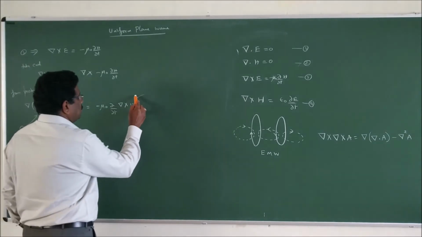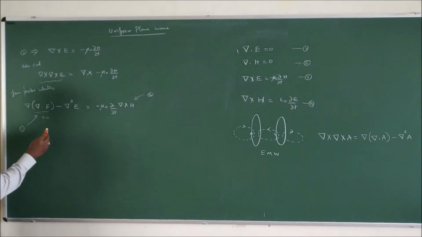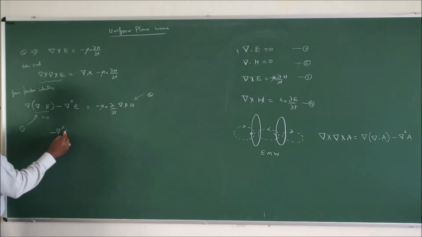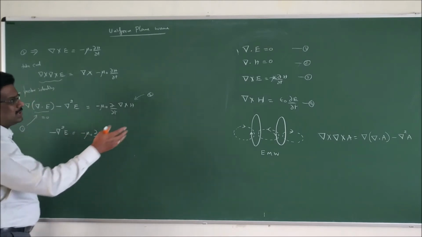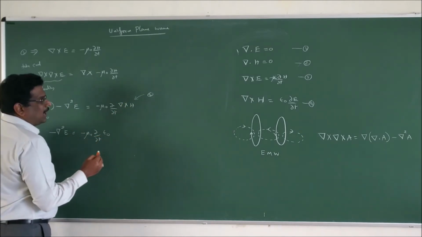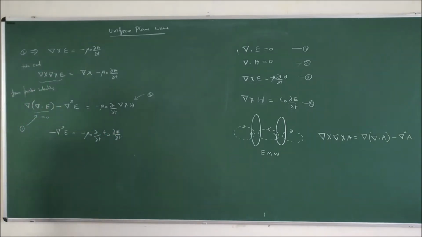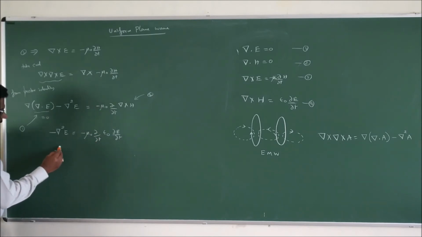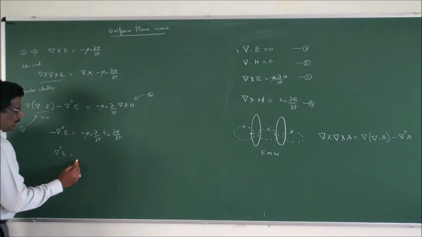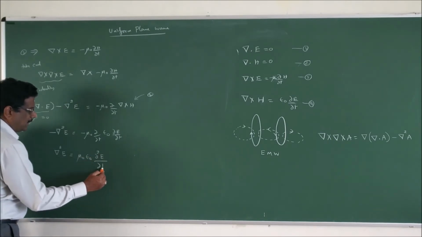And I am going to substitute equation number 4 here for del cross H. Since the first term becomes 0, the result will be minus del square E equal to minus mu naught dou by dou T of del cross H, which is available from equation 4 as epsilon naught dou E by dou T. Right? Next, both sides, minus will get cancelled. Del square E equal to mu naught epsilon naught dou square E divided by dou T square.